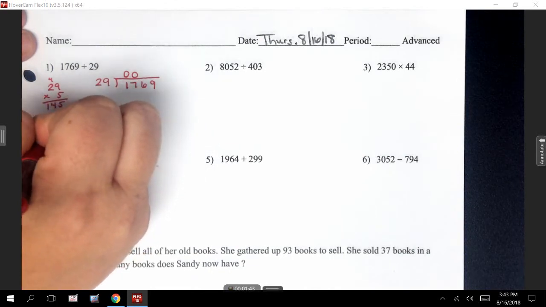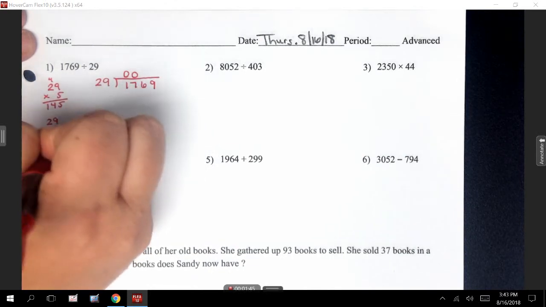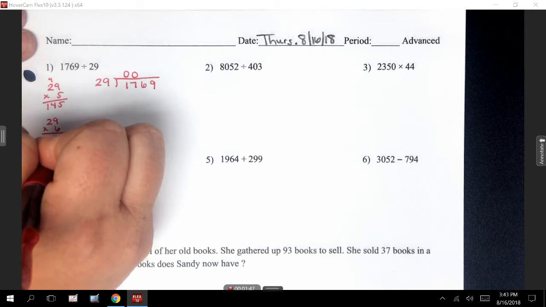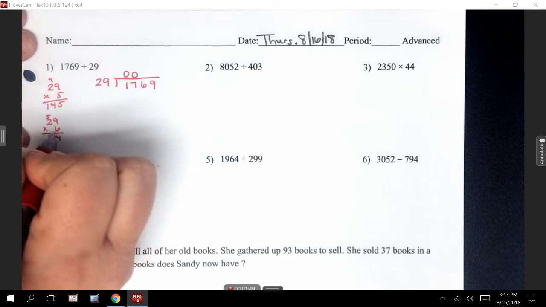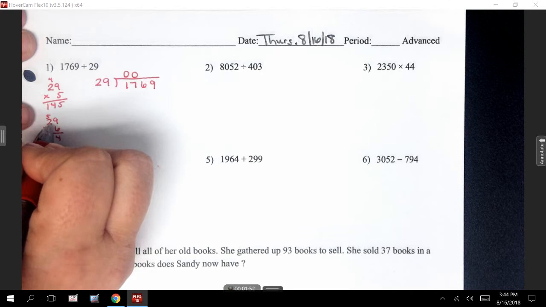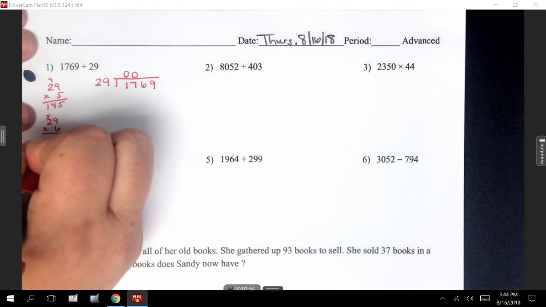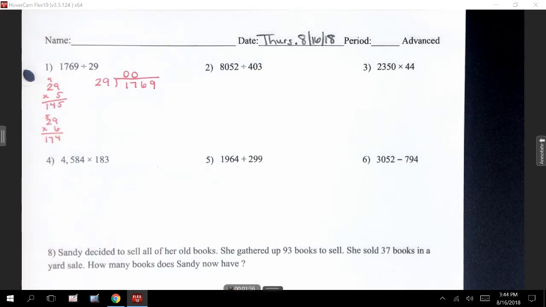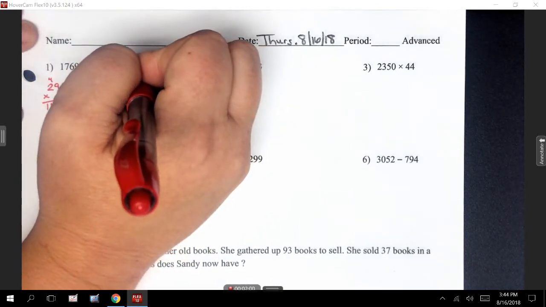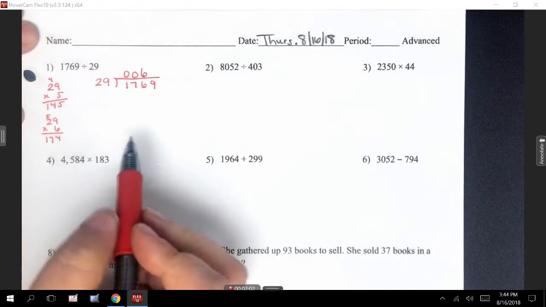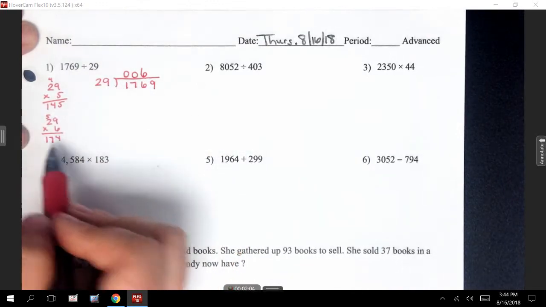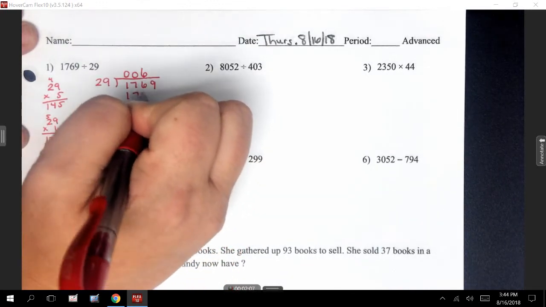So 29 times 6. 6 times 9 is 54. Carrying my 5. 6 times 2 is 12. Plus that 5 gives me 17. So that does give me 174, which is closer. So 6 is going to be the better option here. So I'm going to do 6 on top. And then 6 times 29, well, I already have that written over here, is 174.